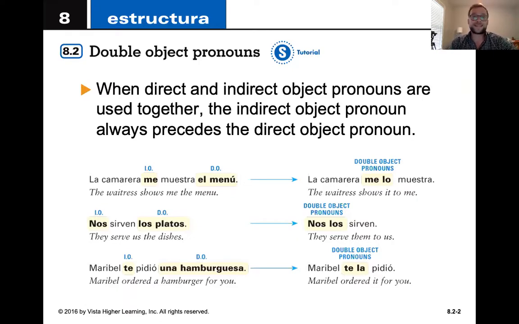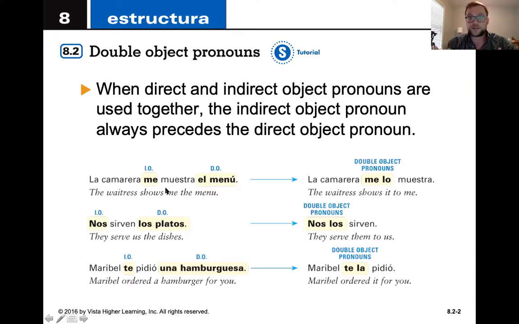Okay? So en esta frase, la camarera me muestra el menú. Now, remember, indirect object pronoun answers to whom or for whom an action is done. So let's look at the entire sentence. What's our subject of this sentence? Who is doing the action, right? It's the waitress. The waitress shows, right? Who does she show? She shows me. So that is to whom or for whom the action is done.